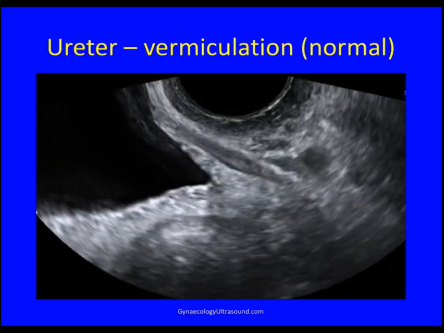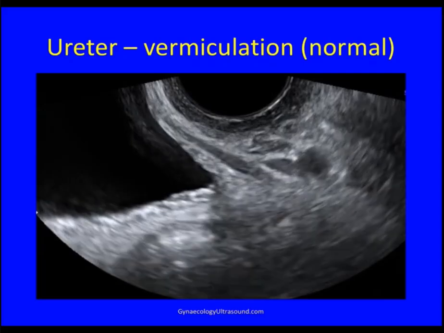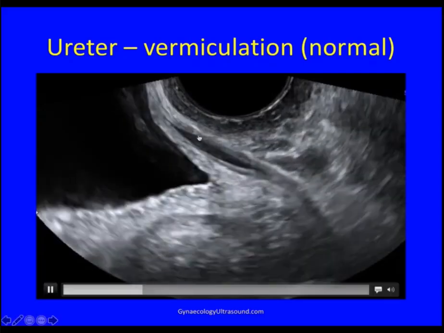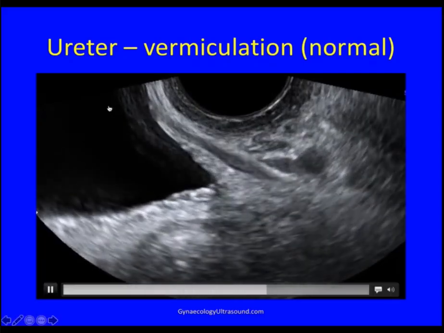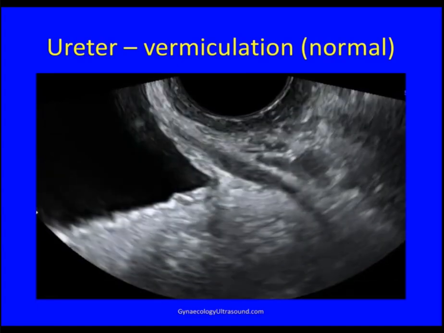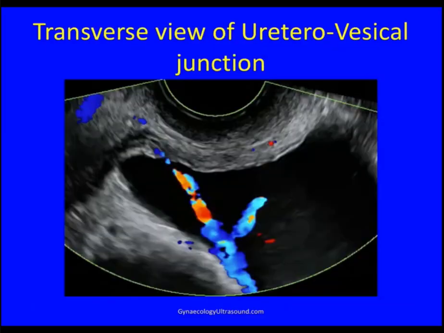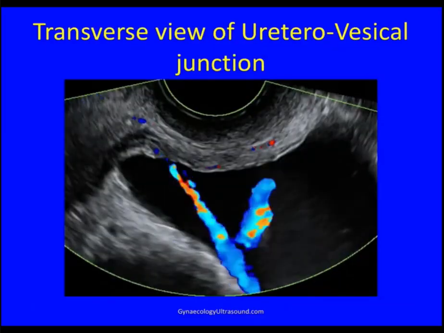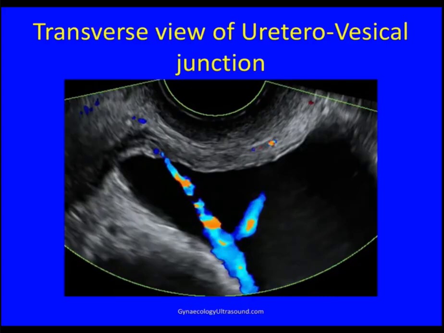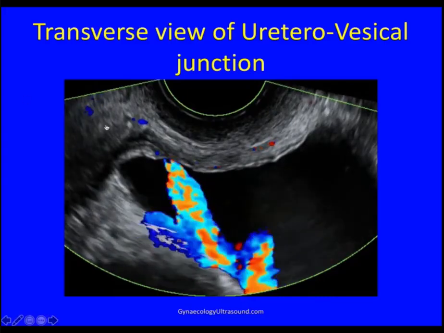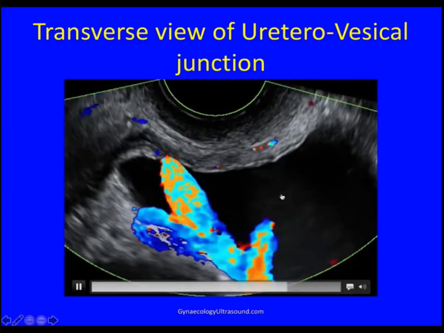So we're here at where the ureter enters the bladder, and you can see it contracting and discharging the urine into the bladder. This is completely normal. It's like peristalsis. It's called vermiculation in the ureter. And if you go transverse on that view and you put some colour on, you can get a pretty picture. This is a well-hydrated patient. This is the right ureter and this is the left ureter.